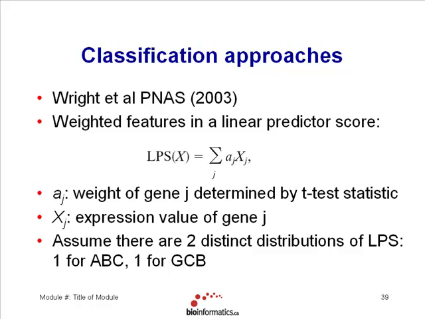This is a model that takes feature selection into account, not necessarily deterministically. So it doesn't just take a threshold and ignore genes. It weights the contribution of genes to the predictor, and that's just demonstrated here. The weight of gene j is determined by a t-test statistic. Given a labeling of the data, so we know that some cases are ABC and some cases are GCB, we can look at a computed t-test statistic of the distribution of expression between one group versus the other, and then use that as a weight in what's called a linear predictor score. So this is the weight, and this is the expression level of that particular gene.